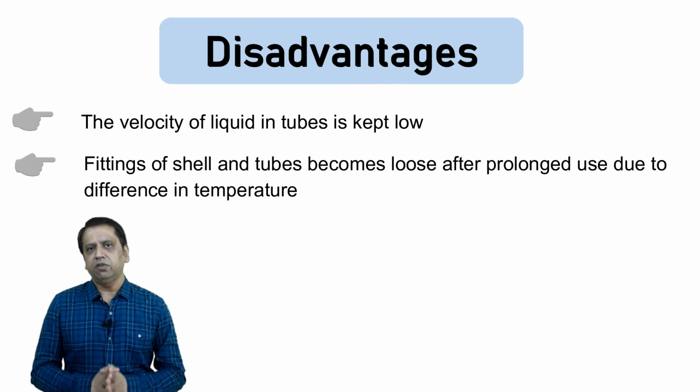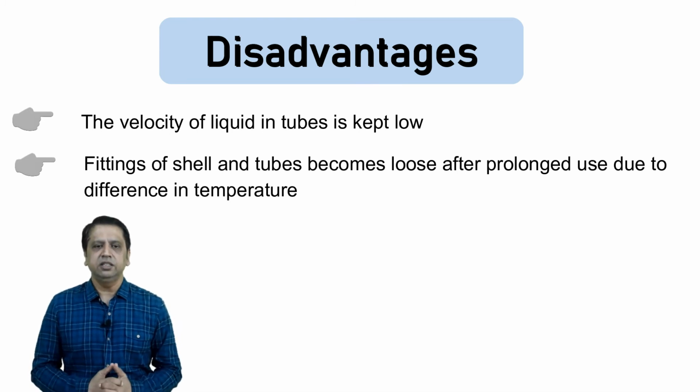There are some disadvantages also. The first disadvantage is that the velocity of the liquids in the tube is kept low so that there will be adequate heat transfer. Another disadvantage is that the fittings of the shell and tubes become loose after prolonged use due to the difference in temperature.